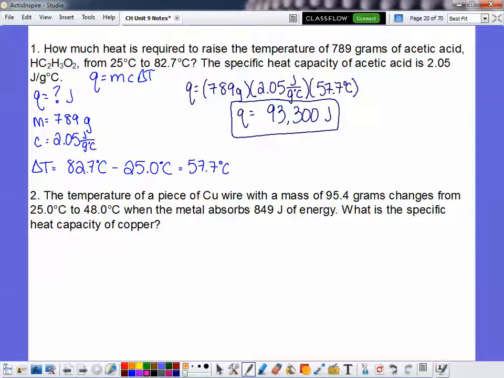So same formula, Q equals mcΔT. Let's identify our variables. What is Q for this problem? 849 joules. Okay. What is M?